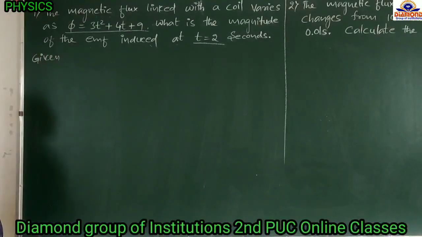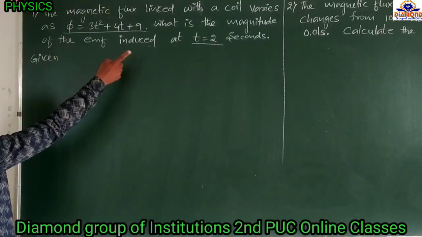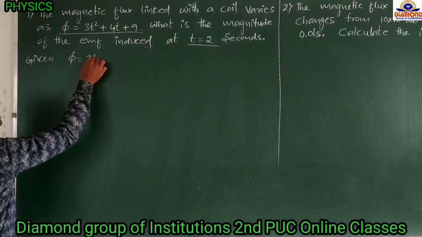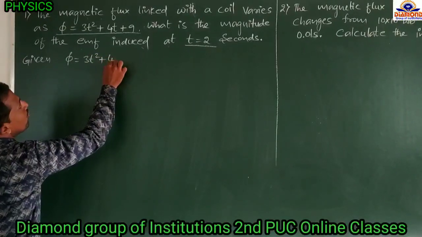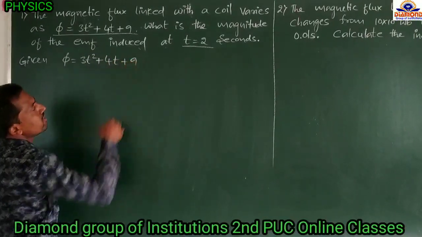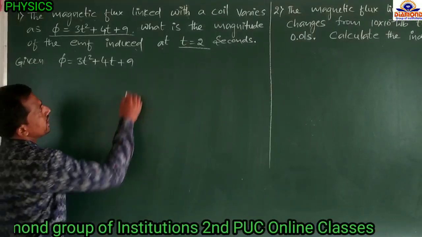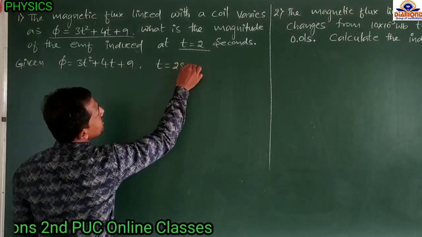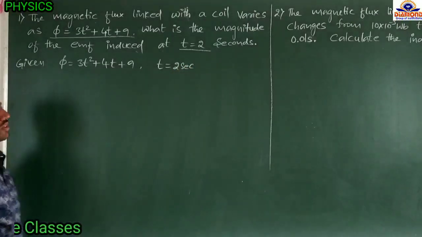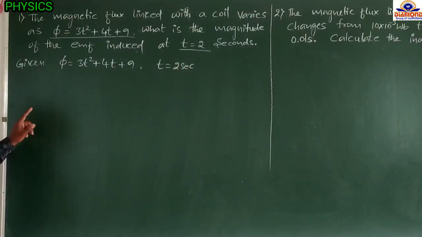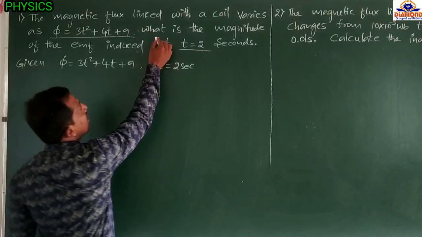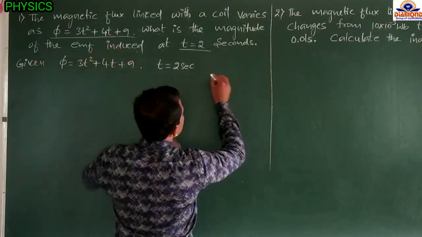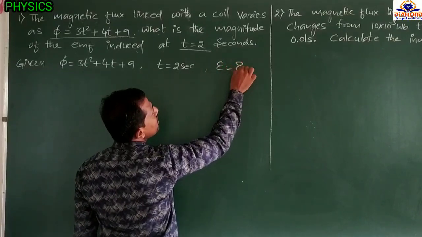What is the given data? The phi value is given: phi equals 3t square plus 4t plus 9. Next, the time value is given, t equals 2 seconds. Which value are we calculating here? We are calculating the magnitude of the EMF induced, E equals question mark.